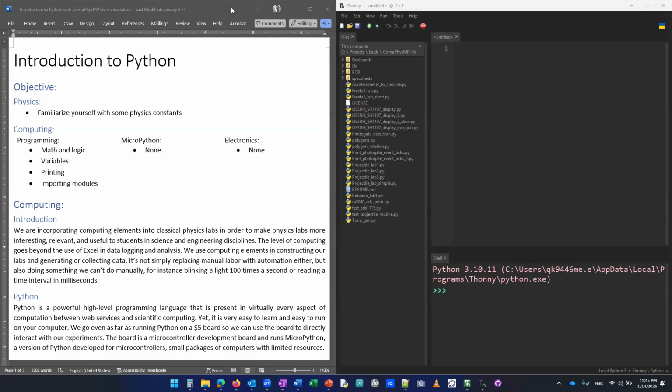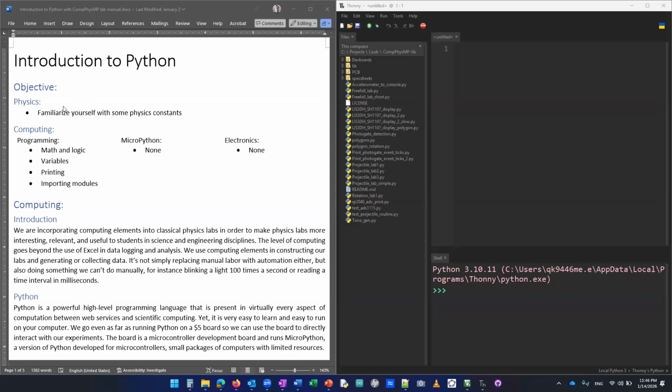So let's get started. The reason we want to do this is that we want to incorporate more computing elements into our introductory physics labs, besides using Microsoft Excel for mostly data analysis. With Python, and especially MicroPython, the version of Python that runs on our little circuit board, we can acquire data besides analyzing data. We'll still try to do most of our data analysis in Excel, but this is something that you should be able to do.